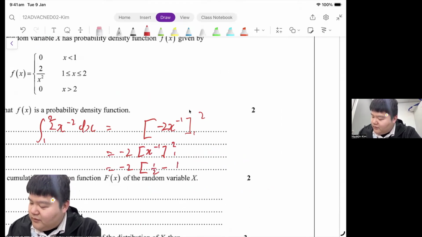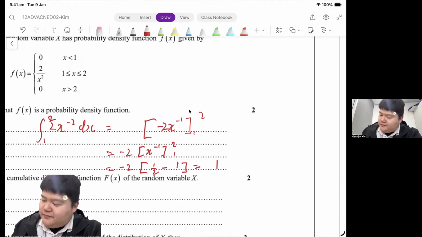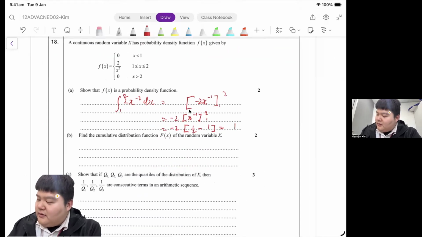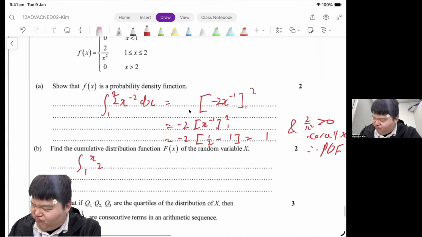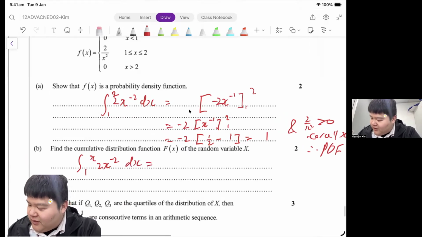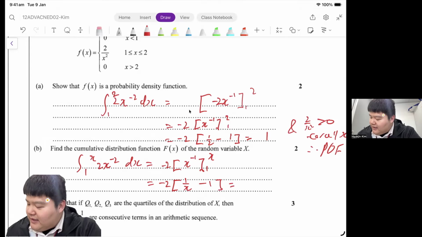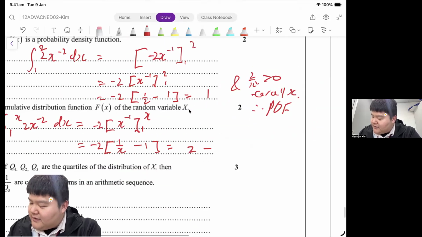1/2 minus 1. This becomes 1. And also 2/x squared is always greater than 0 for all x. Therefore, it is a PDF. To find the CDF, you just integrate it from 1 to x. So now I'm just going to look at what I had. 1 to x, so it becomes negative 2 over x minus 1. So now this becomes 2 minus 2/x.